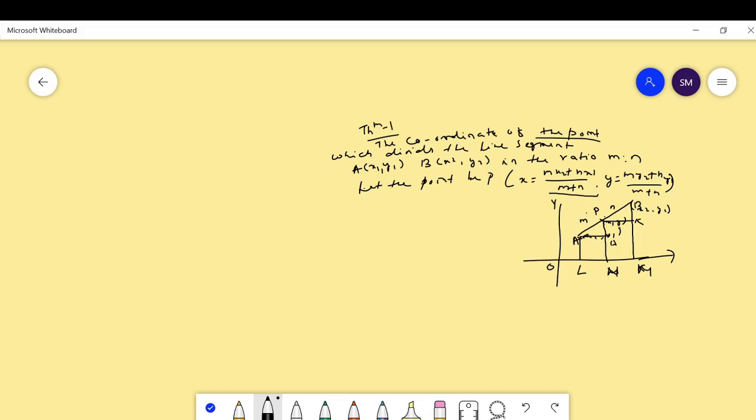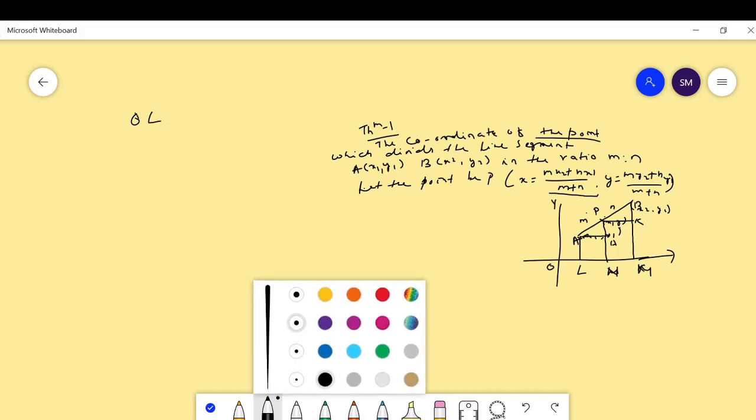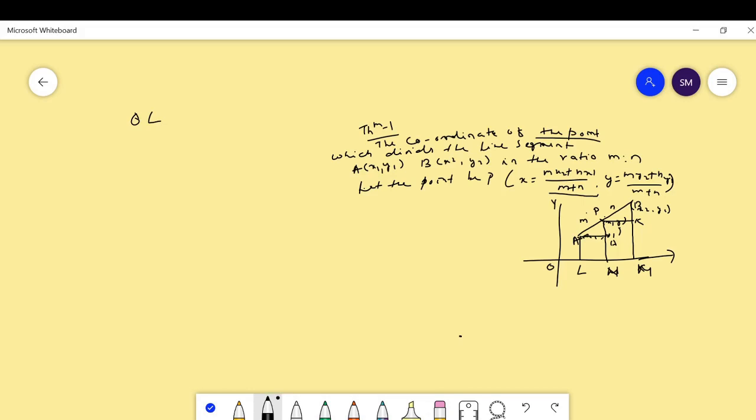Then here look at here, OL is equal to x1, as A has the coordinates x1 and y1. ON is x, as P has the coordinates x and y. OM is equal to x2 because B has the coordinates x2, y2. Then here AL is equal to y1, PN is equal to y and BM is equal to y2. Okay.